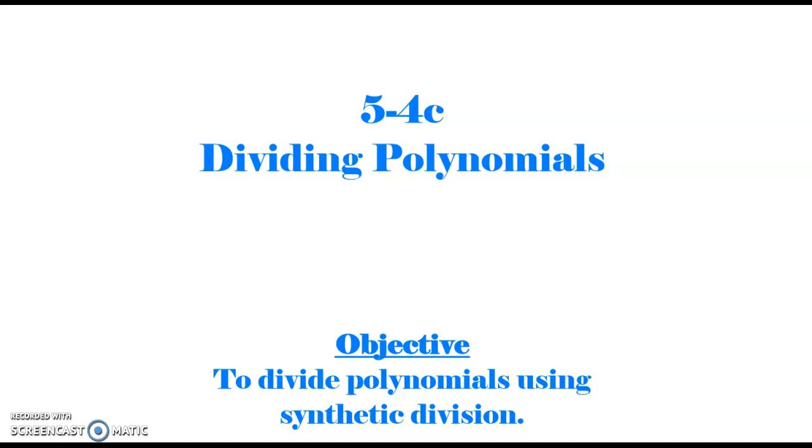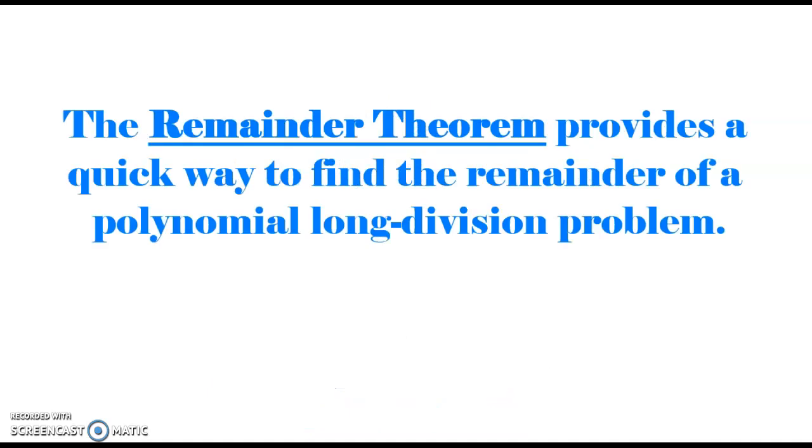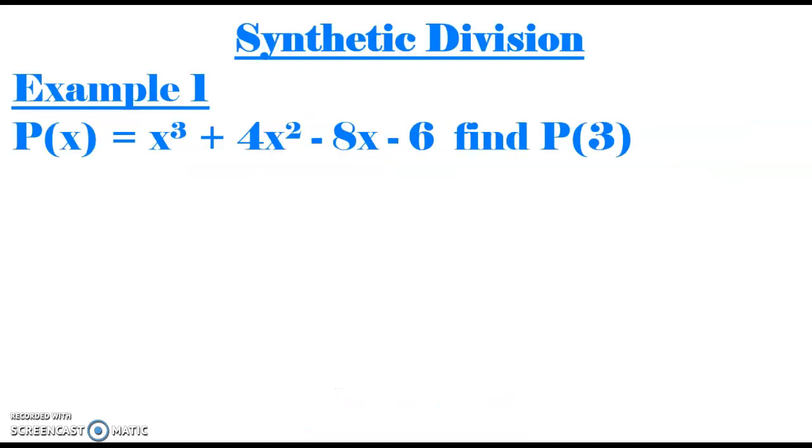Finishing up 5.4 today with something called the remainder theorem. The remainder theorem is a quick and easy way to find the answer to a polynomial on division, right? So basically what it says is the remainder is the answer. So like here we have p of x equals x cubed plus 4x squared minus 8x minus 6. And you want to find p of 3.